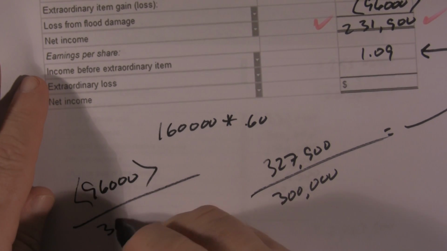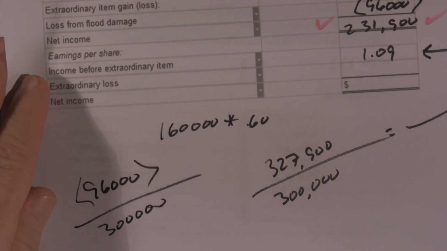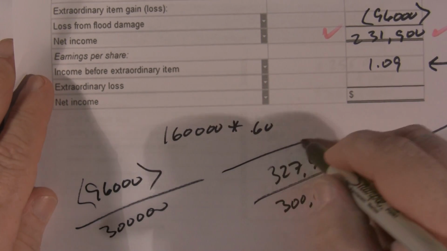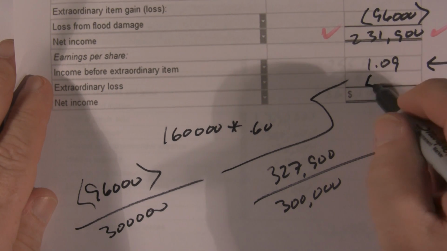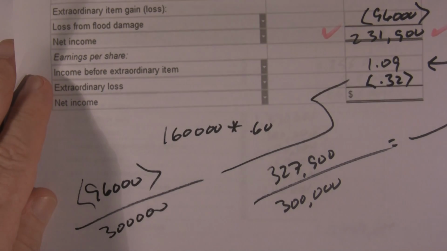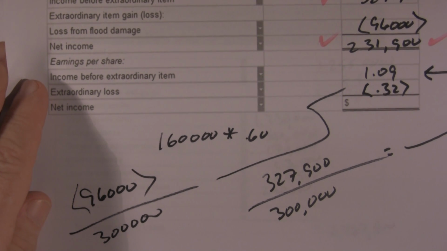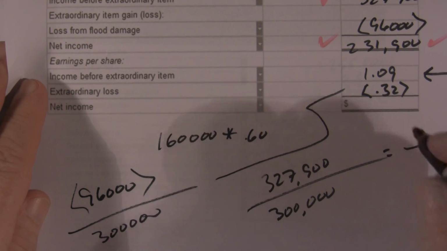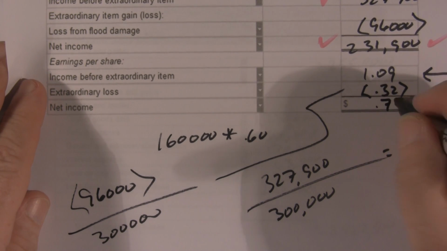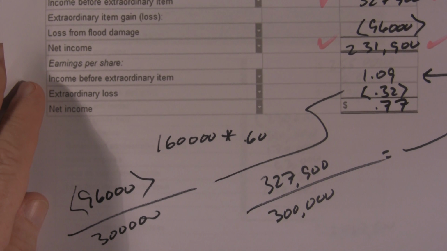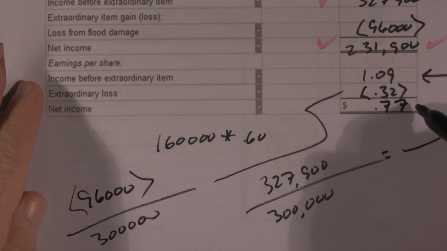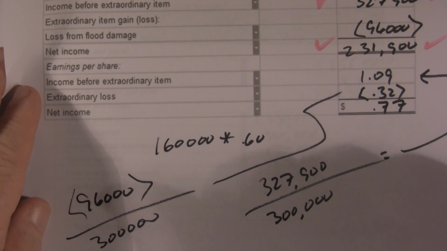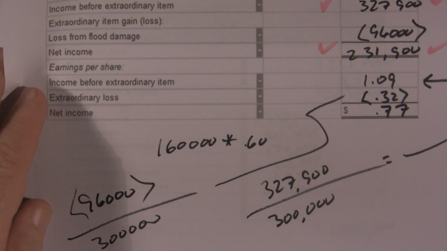And we divide that by 300,000. And we come up with 32 cents. So we had $1.09 income per share, and we had a 32-cent loss per share. So our net earnings per share is 77 cents. Another way you can check that is simply take the net income, divide by 300,000, and you'll come up with the same number.